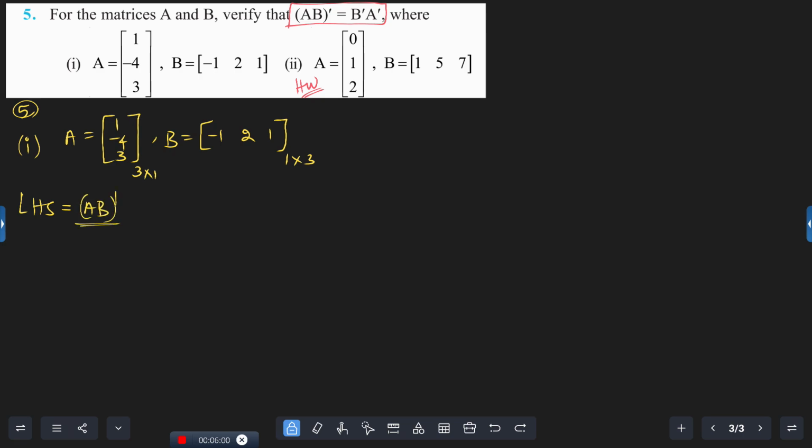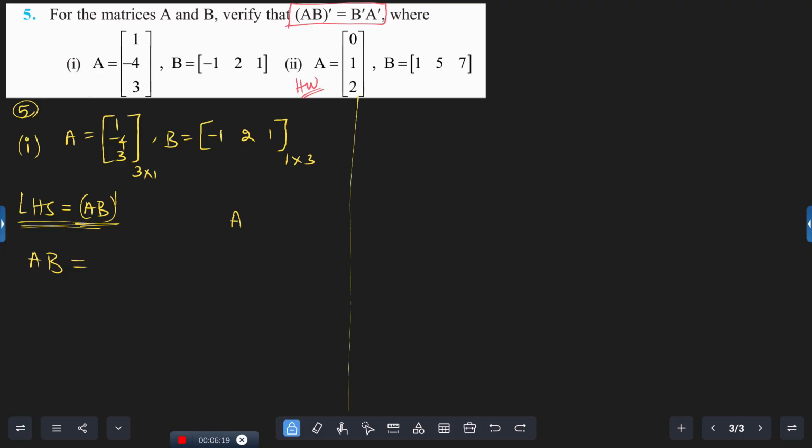This one you have to find. Okay. So first let me find the AB. AB value we will find; later we'll find the transpose. Before going to the product AB, we should check whether the product exists or not.